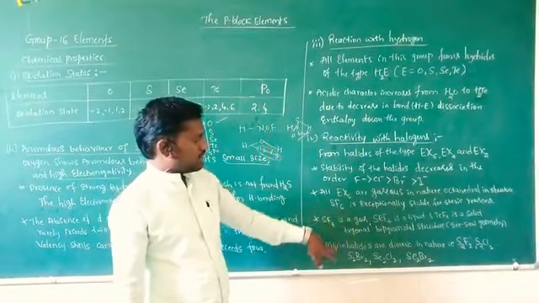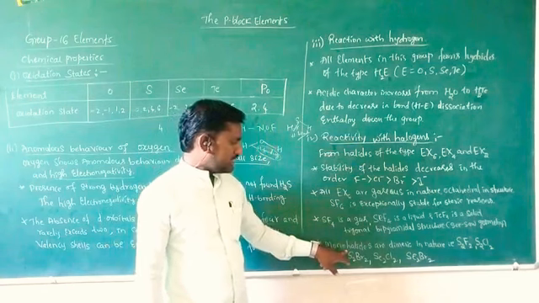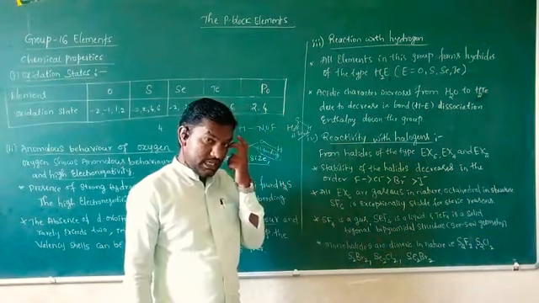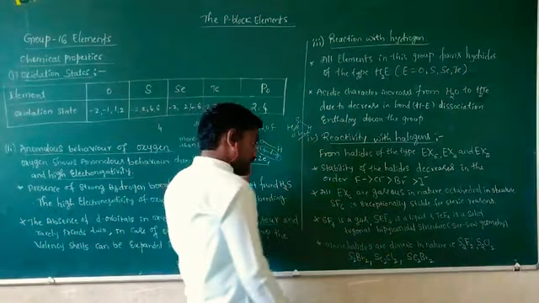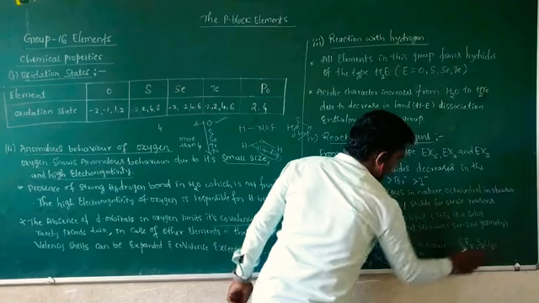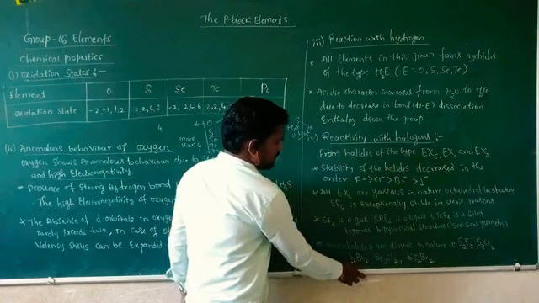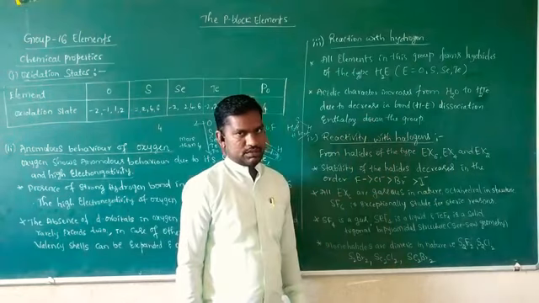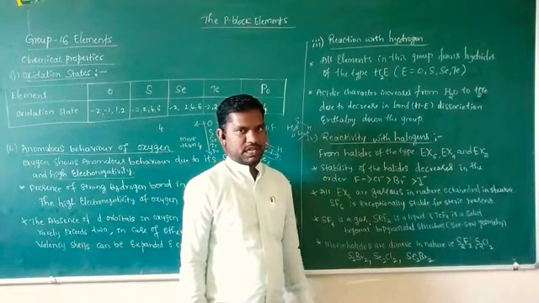And dihalides and monohalides. Monohalides are dimeric in nature. They form dimers too, such as SF2, S2Cl2, S2Br2, Se2Cl2, Se2Br2, like that. So, dimers.